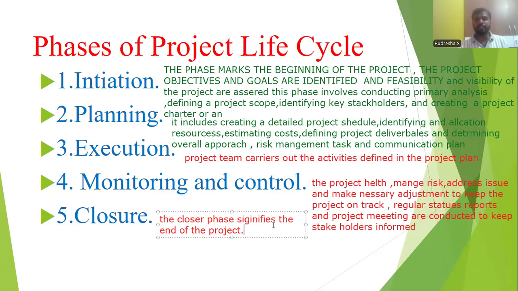This is initiation, planning, execution, monitoring and control, and closure. Totally there are five phases of the project life cycle. First, initiation: the phase marks the beginning of the project. The project objectives and goals are identified, and feasibility of the project is assessed. This phase involves conducting preliminary analysis, defining a project scope, identifying key stakeholders, creating a project charter.